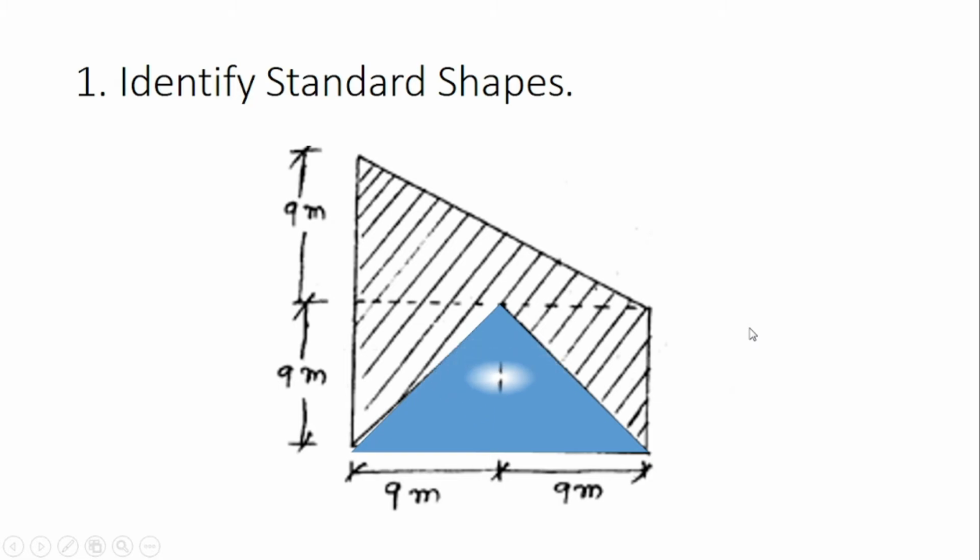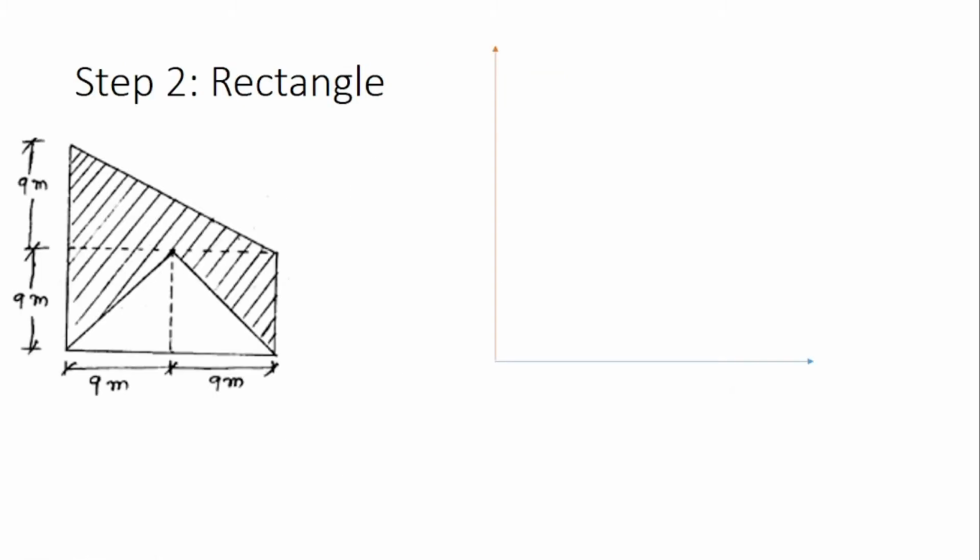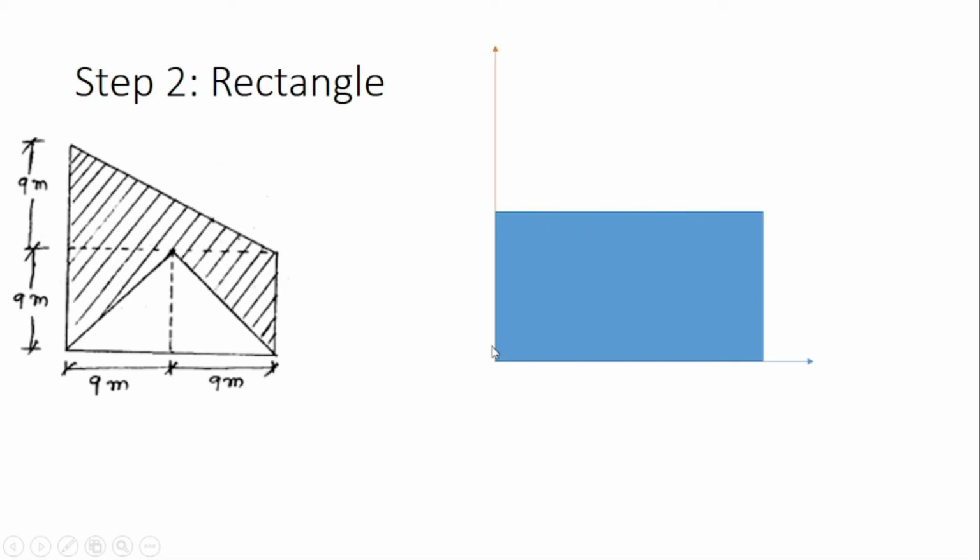So we'll start with the rectangle. We'll consider this rectangle here. For this rectangle, the centroid will lie at the center of this rectangle. First we'll identify the dimensions. As we can see, the base is 9 plus 9, so it is 18 meter, and the height is 9 meter.